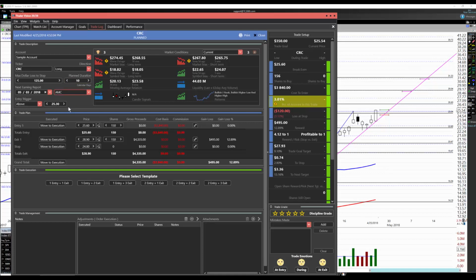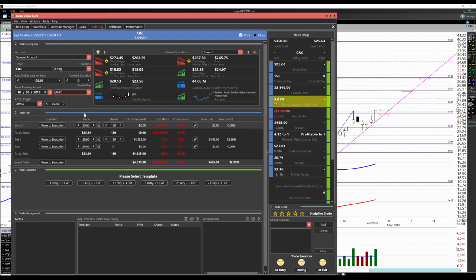Trigger, again, is just a note you can make to yourself about what is the signal, what is going to tell me, I'm planning this ahead of time, what is going to tell me to enter. In this case, we're looking to see a bounce and then a specific price.